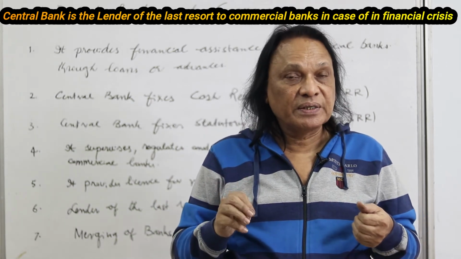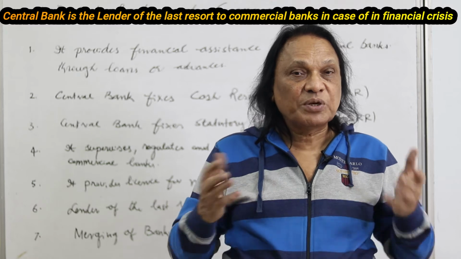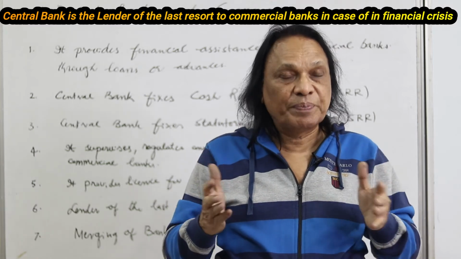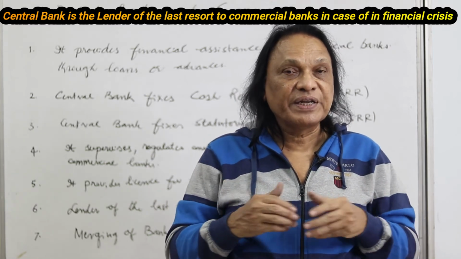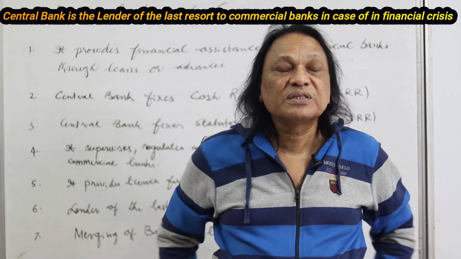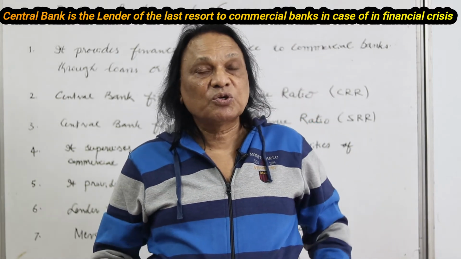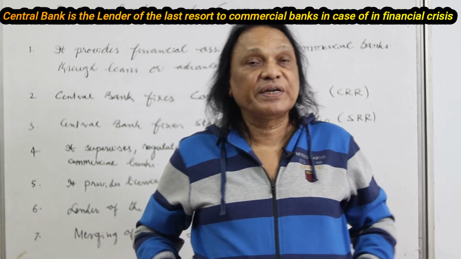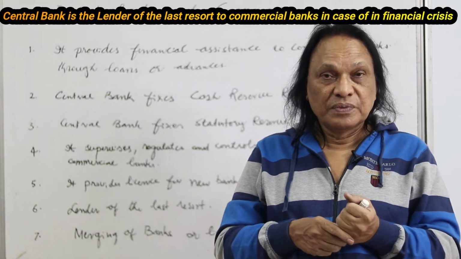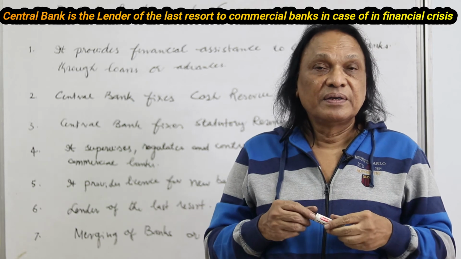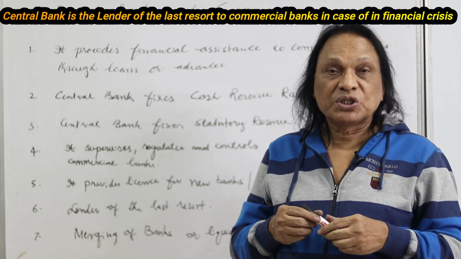This point is important. Lender of the last resort. The commercial banks have to depend on the central bank in case of any crisis. That's why it's lender of the last resort. That's the last hope the commercial banks have in case of any financial crisis, when they're not able to meet their obligations towards their customers.